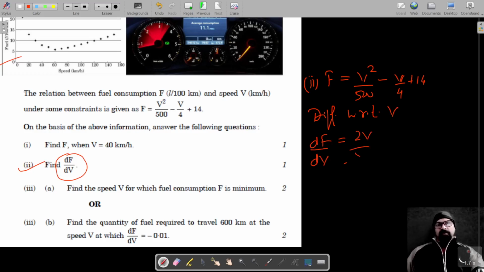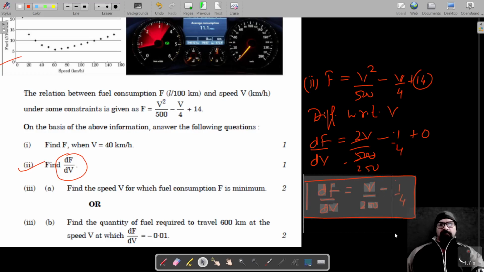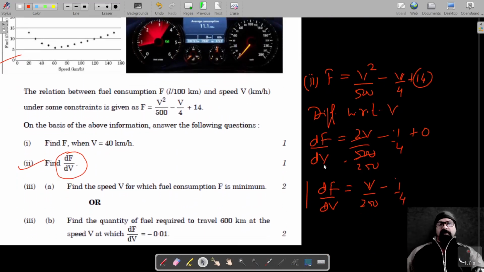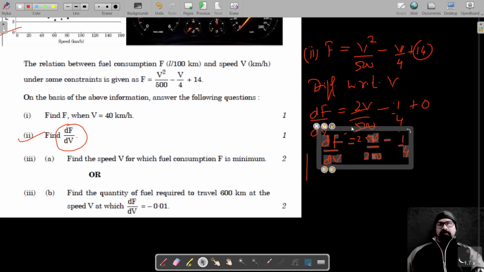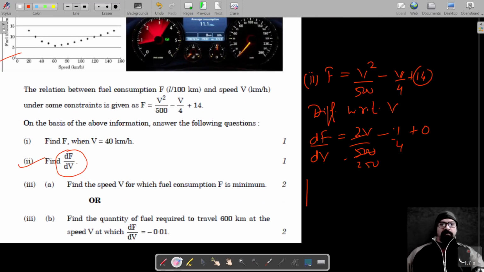So differentiating this with respect to v, we get 2v by 500 minus, this is now 1 by 4, since differentiation of v is 1, and differentiation of 14 is 0. So this is 250. That means df by dv is equal to v by 250 minus 1 by 4. Let's keep this for future reference. Okay, so we have got df by dv.